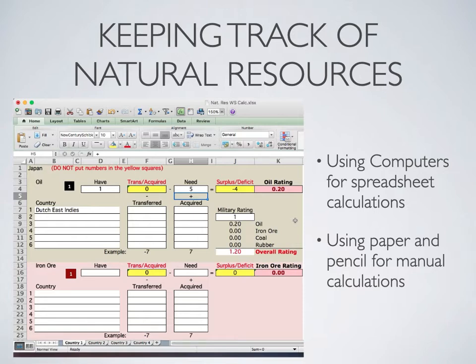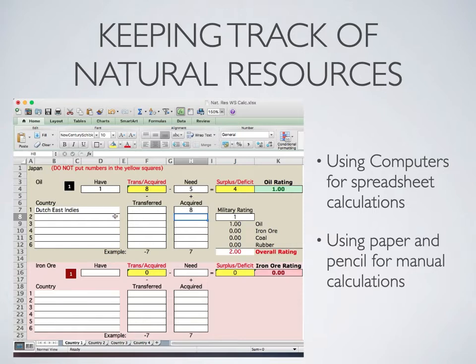fully fuel their army. And so we're going to say that we've taken over the Dutch East Indies, which means we have acquired resources. And in the Dutch East Indies, we'll say they have 8 oil. And so now, as you can see, our oil rating has gone to a 1.0, which is the most it can be. And we also have a surplus of 4 that we can share with our allies.